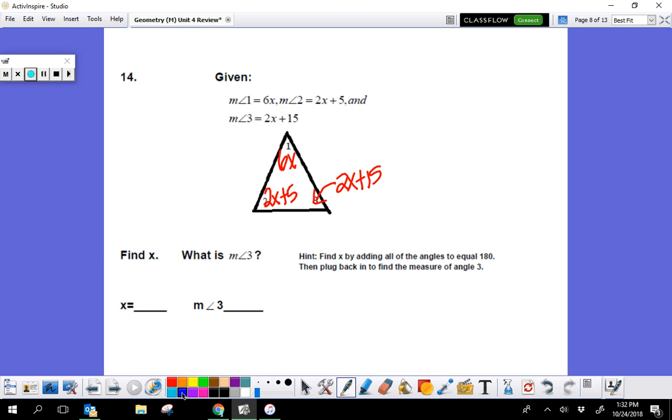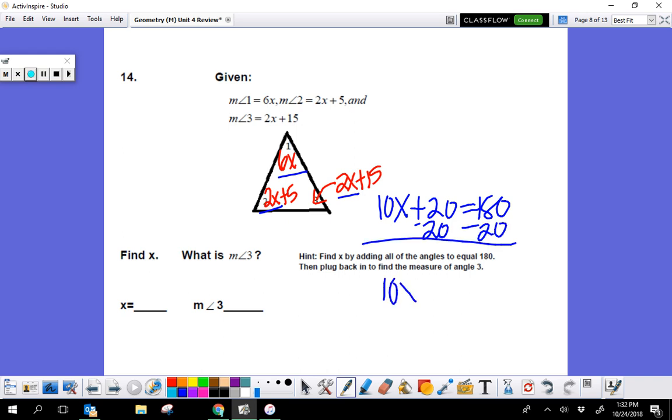Okay, so I'm going to add all these x's. So I have 2x plus 2x plus 6x. That's 10 x's. 15 plus 5 is 20. That's going to equal 180. Subtract the 20. So I have 10x equals 160. Divide by 10, and you get x as 16. So that's what goes in this first blank. We first have to find x.